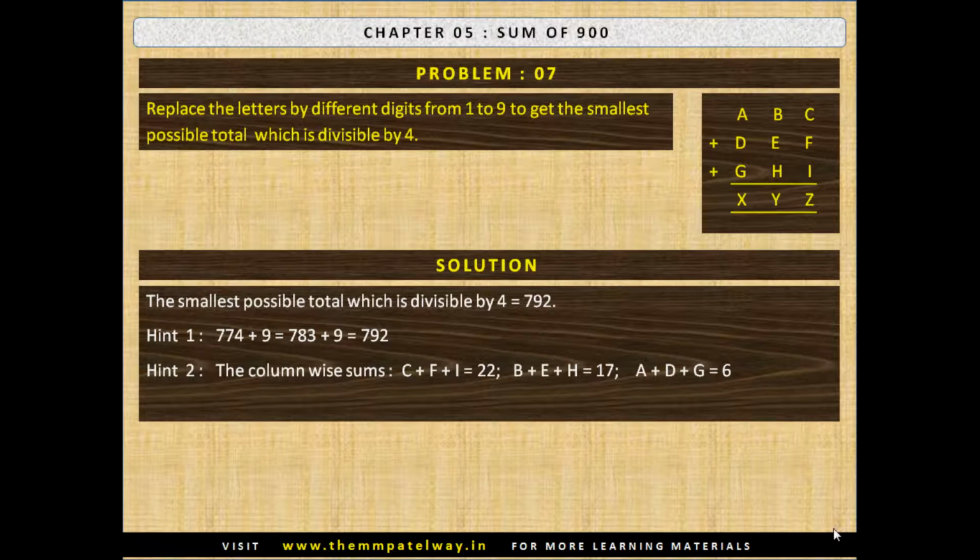The column wise sums will be C plus F plus I will be equal to 22, B plus E plus H will be equal to 17, and A plus D plus G will be equal to 6. Use these details to replace the letters. Again I would repeat that the process was thoroughly discussed in conceptual part.